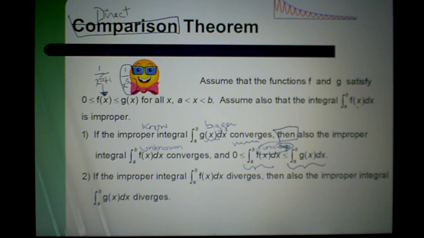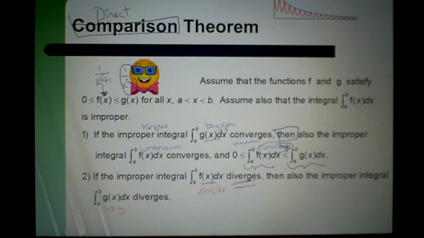If the improper integral of f of x diverges, this is important. I'm going to change my ink color. Because if f of x is the smaller one, and the smaller one diverges, then the bigger one that looks an awful lot like its smaller cousin will diverge as well. So I'm going to go back up here and I'm going to draw both scenarios.